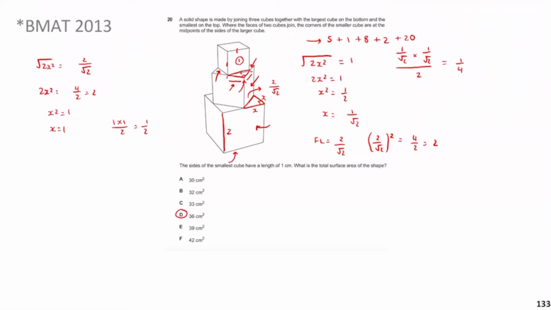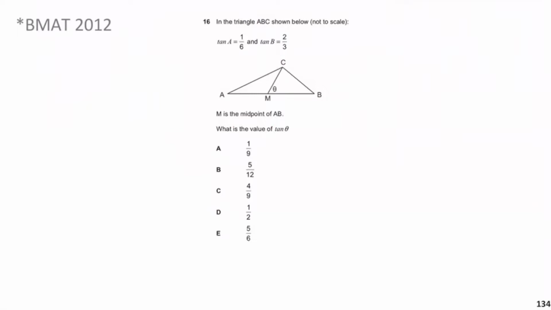But without further ado, we're going to move on to the next question, BMAT 2012. Again, a starred question. This is the triangle ABC shown below, not to scale. Tan A is a sixth, and tan B is 2/3. It says M is the midpoint of AB, and it says what's the value of tan theta. So guys, pause the video, give yourself a minute. Be sure to be back after that minute, where we'll be going through the solution.